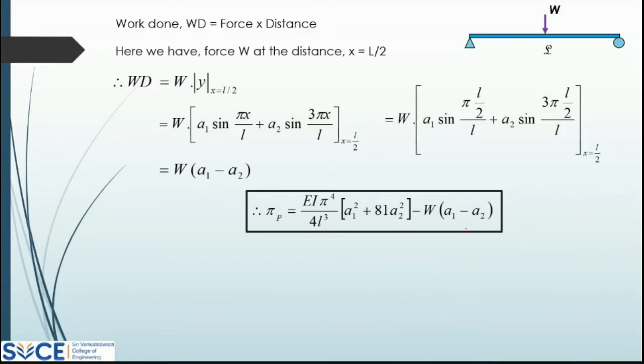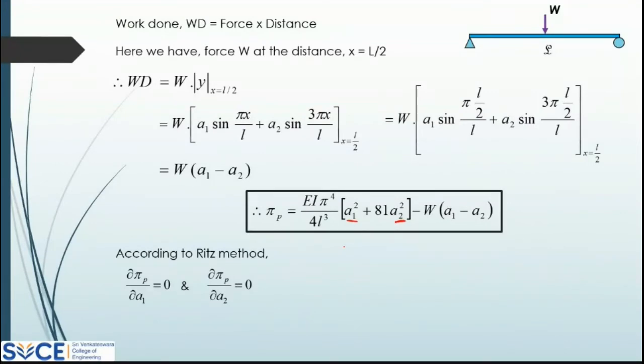Okay, this part is over. So how many constants are here now? You have two constants, one is A1 and another is A2. Which means I have to partially differentiate with respect to these two constants and equate to 0. So first, dou phi p by dou A1 is equal to 0, and the second is dou phi p by dou A2 is equal to 0.